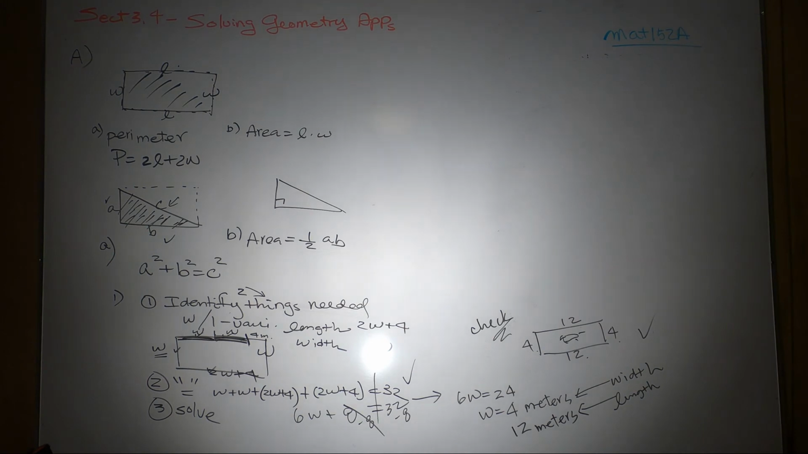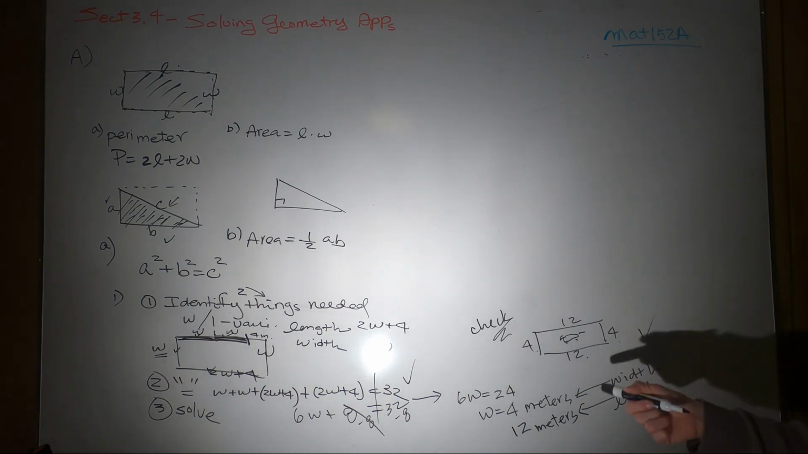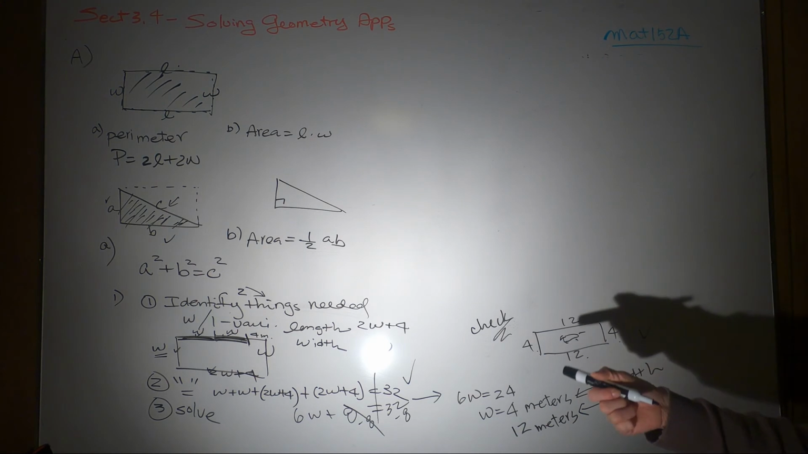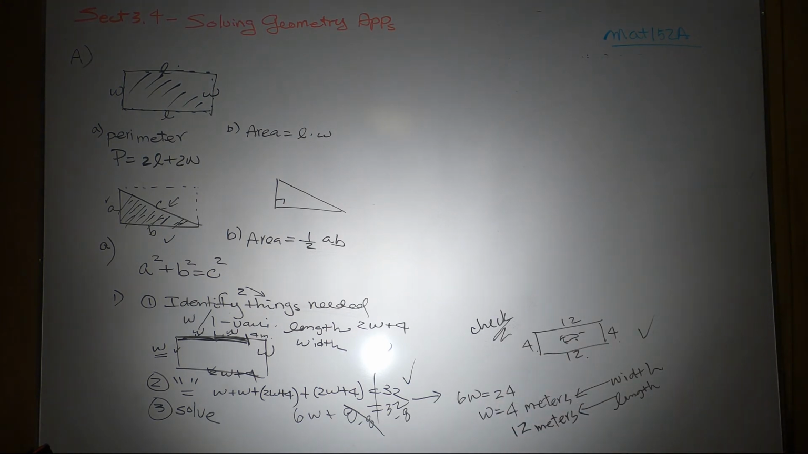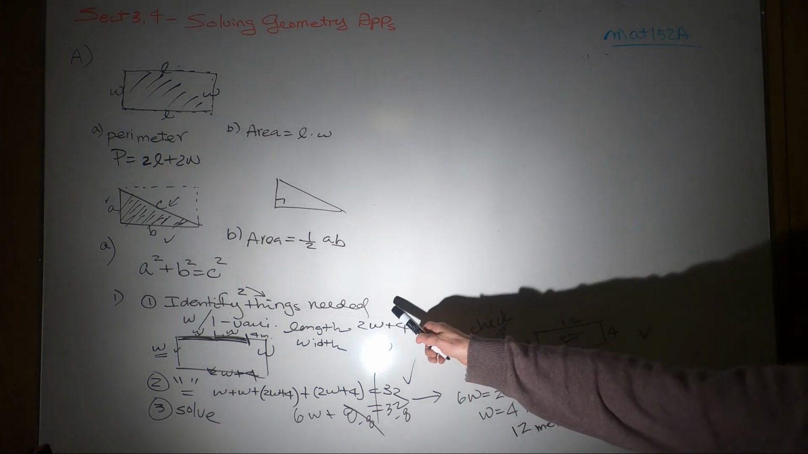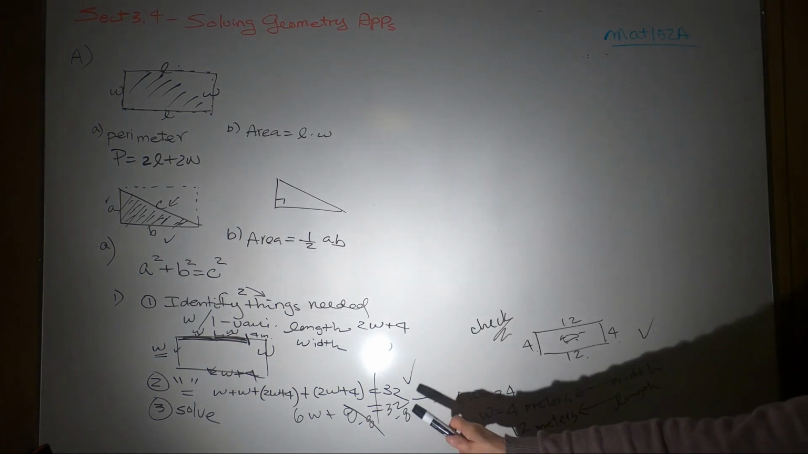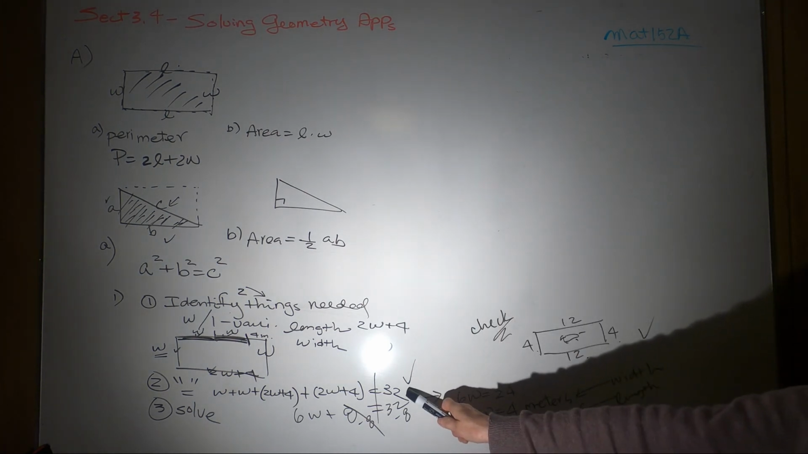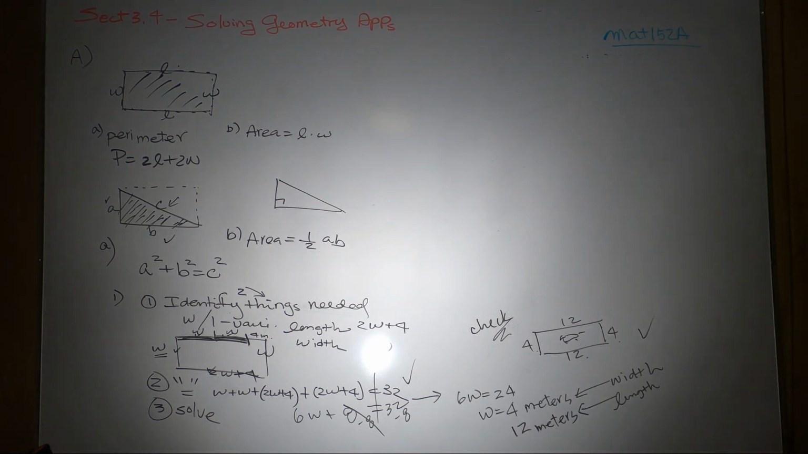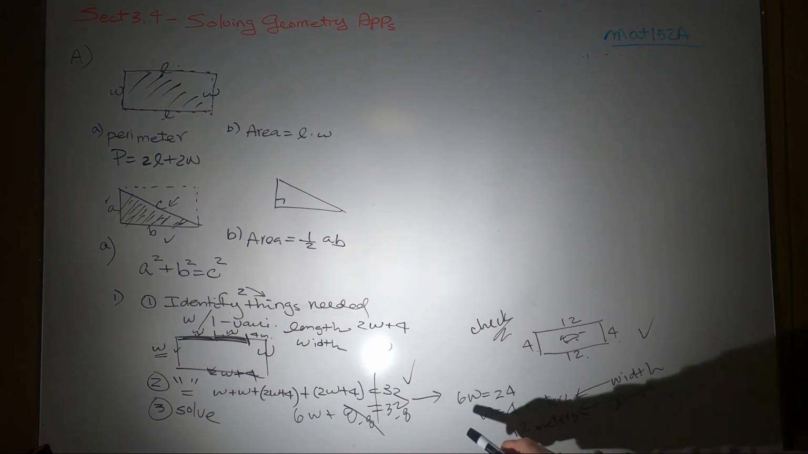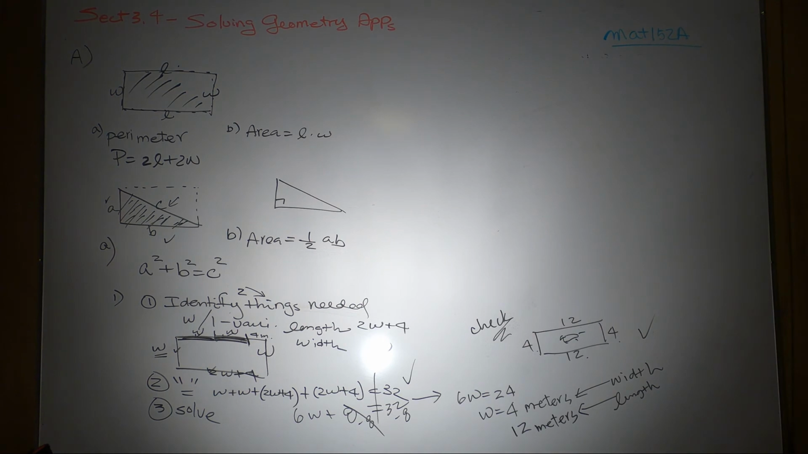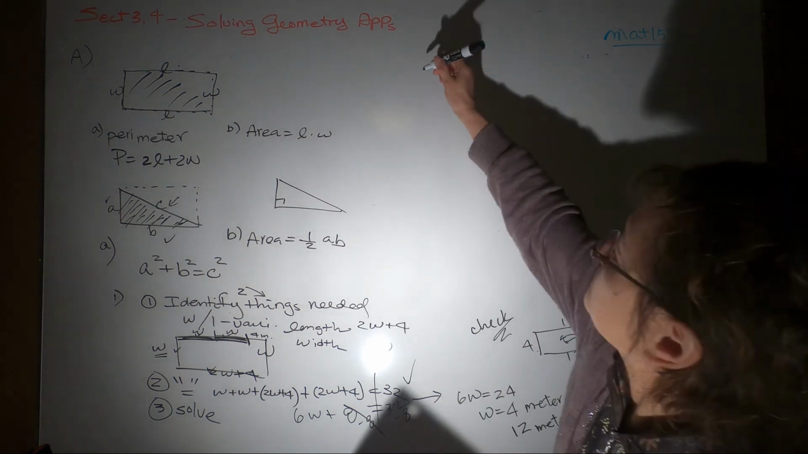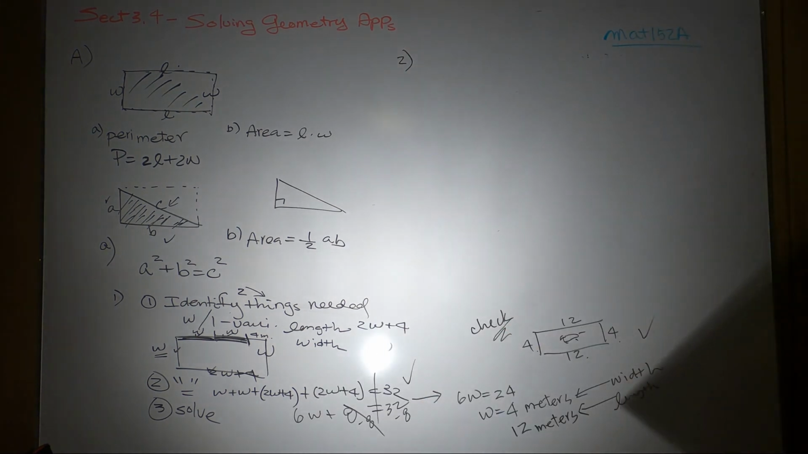So first you describe things you like to have, then you figure out by doing your math. That's how you do. So first you identify things needed with one variable, then you write your equation, then you solve it with your algebra skills, right? You can do that. Look at the second one.